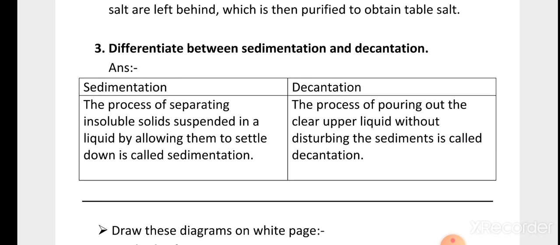Question number 3. Differentiate between sedimentation and decantation. Sedimentation, the process of separating insoluble solids suspended in a liquid by allowing them to settle down, is called sedimentation. Decantation, the process of pouring out the clear upper liquid without disturbing the sediments, is called decantation. So students, with this we have discussed all the question answers related to this chapter.